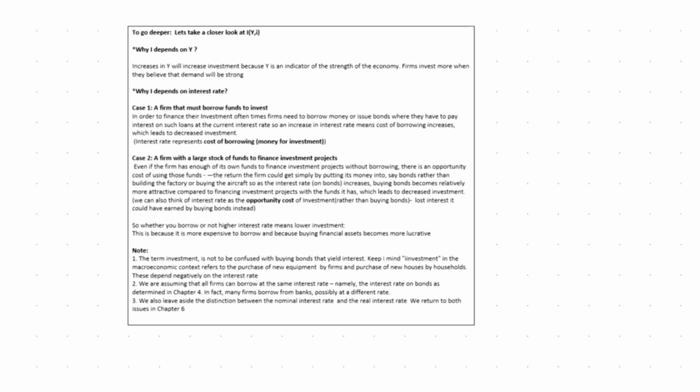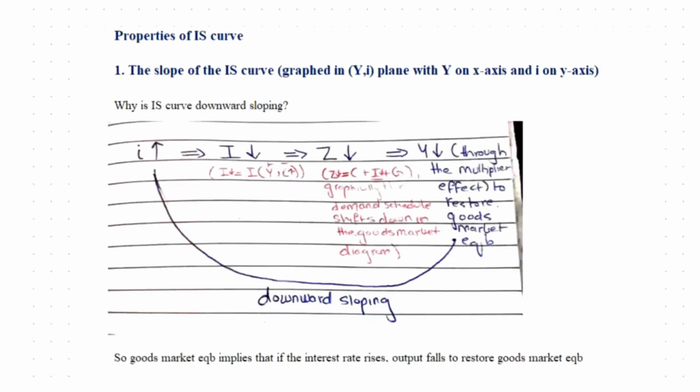So regardless of whether you think about the interest rate as the cost of borrowing or as the opportunity cost of investment, in either way there's an inverse relationship between interest rate and investment. So as interest rate increases, investment goes down, in the economic intuition we discussed earlier. Now, the decrease in investment will decrease demand because investment is one of the components of demand. Graphically, the demand schedule shifts down in the goods market model.